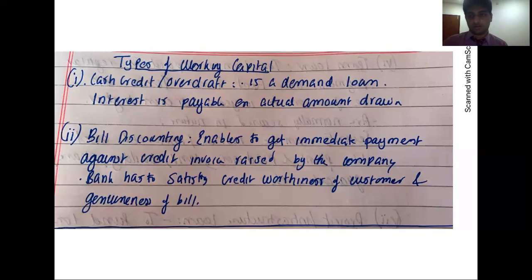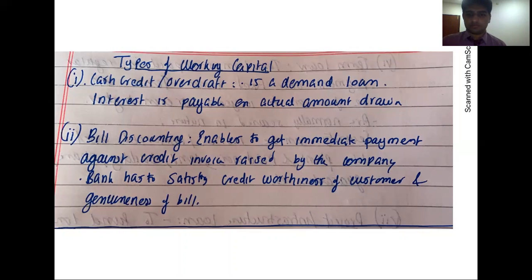They will fix the drawing power, and they will tell you that you should not draw beyond that. It can be lesser than the limit or it can be equal to the limit. That is applicable only when it is cash credit. For overdraft, this drawing power won't be computed. That makes the difference between cash credit and overdraft.